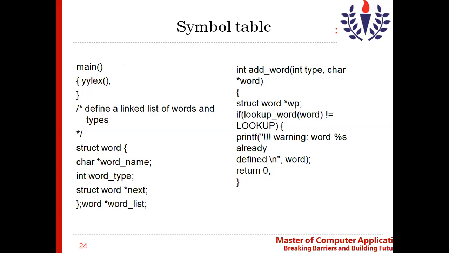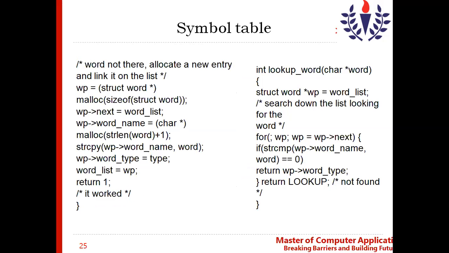So this will print the message saying that the word is already defined. No need to add the word into the table again. Okay, so this is one condition we are checking. If not, if the word is not present, then we are going to create a node in the linked list, so that the word can be added to the linked list.